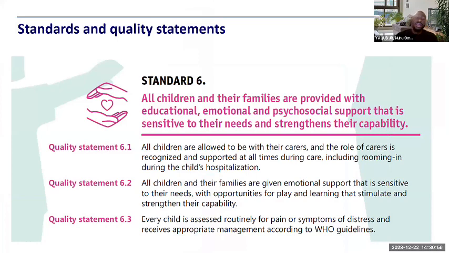And the last standard on experience of care is around ensuring that children and family are together during care, and that they receive emotional support. When children have chronic conditions or are receiving hospice care, they are not in inappropriate pain. They receive appropriate care that prevents them from being in pain.